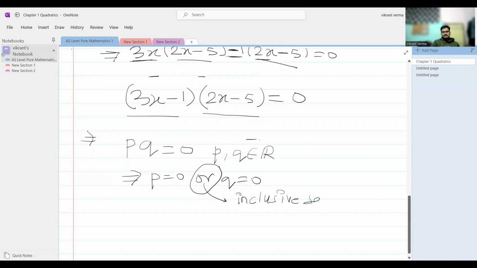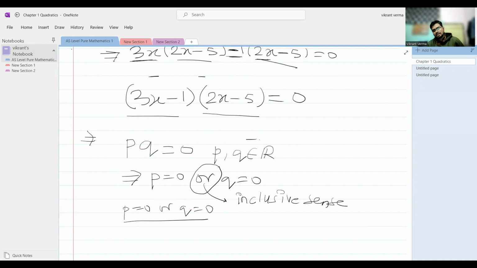Inclusive sense. It means what? It is not that if p is 0, then q cannot be 0. This "or" captures the idea that either p is 0 or q is 0, and both p and q can be simultaneously 0. So this is the meaning of "or" in mathematics.